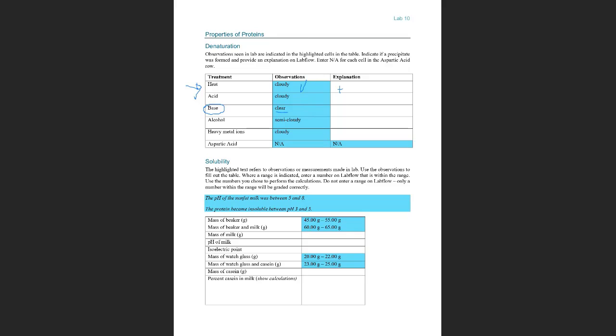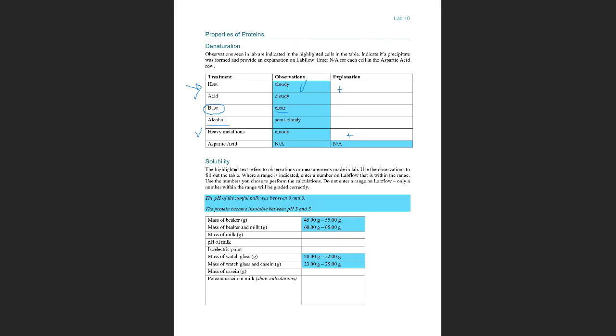Semi-cloudy. There was some denaturation. But you are treating this with alcohol. It's another way. But the process takes longer with alcohol than it does with heat. So the solution was somehow denatured on a smaller scale. And then what happens with heavy metal ions? Yes, it says cloudy, it was positive. And that's basically what you have to explain.